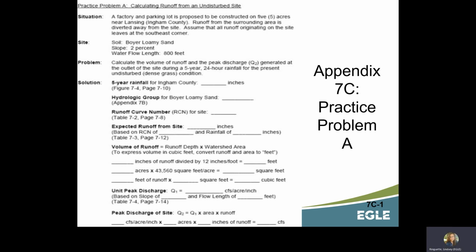The problem: please calculate the volume of runoff and peak discharge generated at the outlet of the site during a 5-year, 24-hour rainfall event for the present undisturbed condition, which is dense grass. The solution: the first thing we are going to look for is the 5-year rainfall for Ingham County, which can be found using Figure 7-4 on page 7-10.